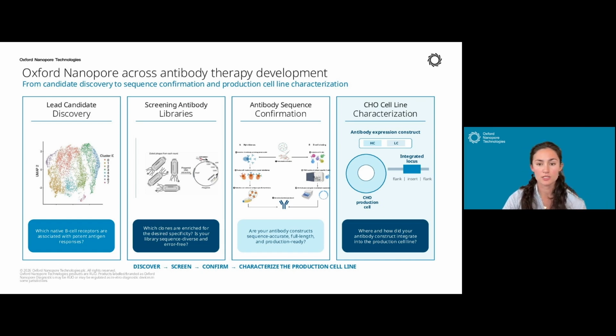As that construct moves into a CHO production cell line, the question becomes, where and how did it integrate? And do we fully understand that resulting cell line? So the point here is to show that even across very different therapeutic workflows, the theme is again the same, reducing uncertainty as we move toward the final product.